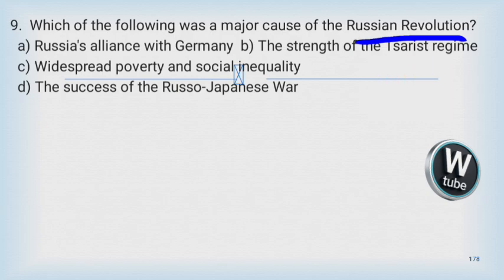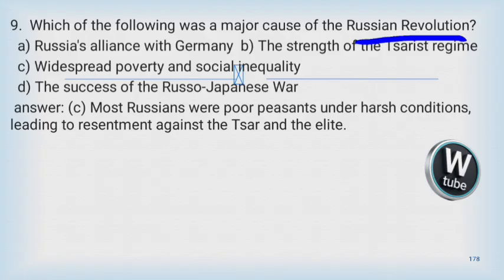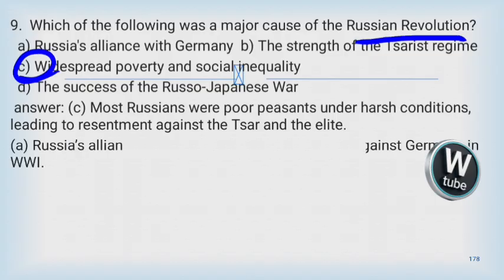Most Russians were poor peasants living under harsh conditions. This was a major cause of the Russian Revolution. As a result, widespread poverty and social inequality was the major cause of the Russian Revolution. C is the correct answer. The others are not correct.